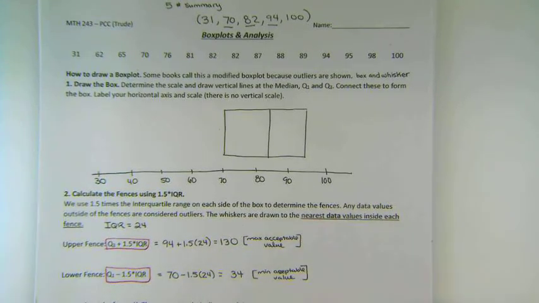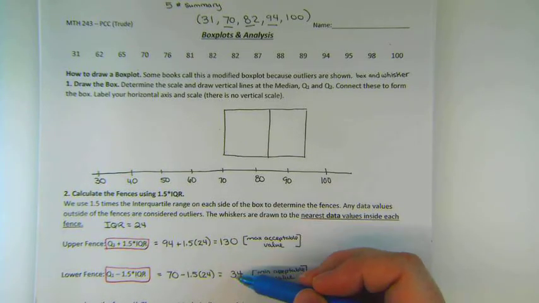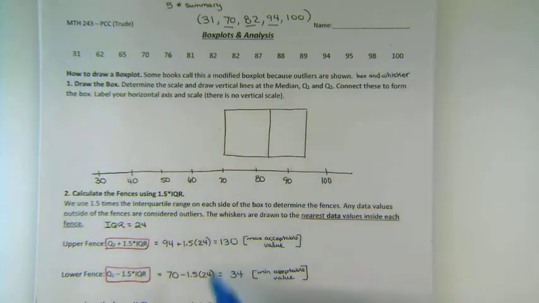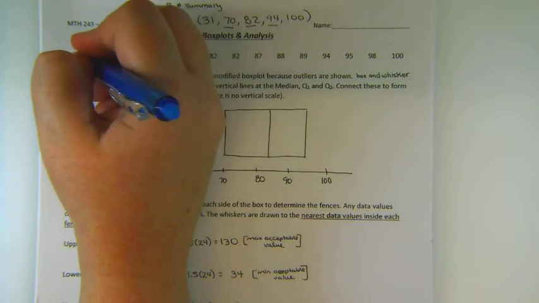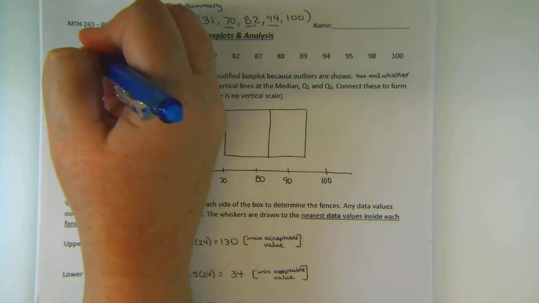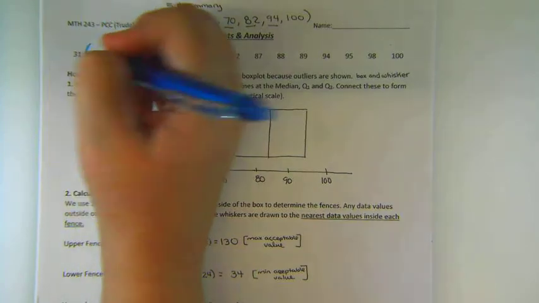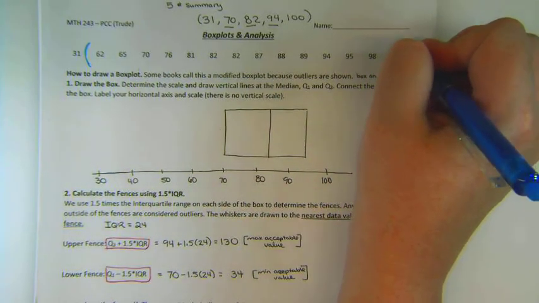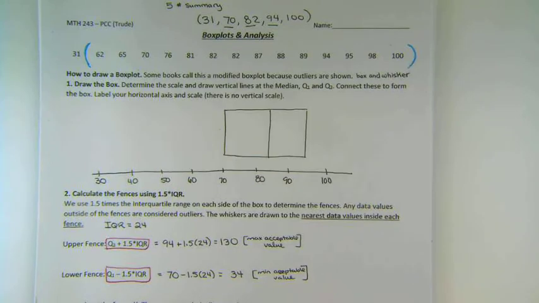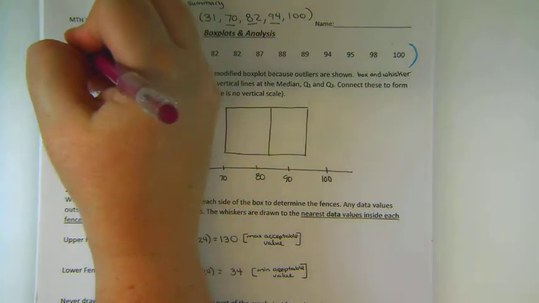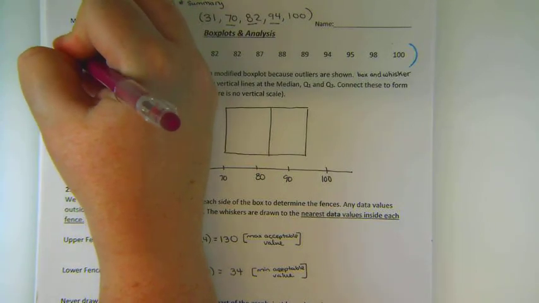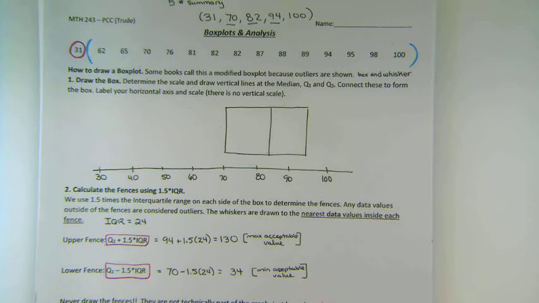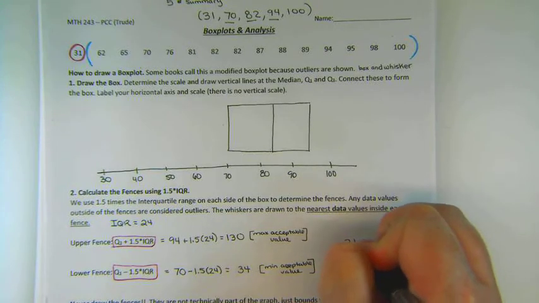So what I do with this is I go back to our data, and I imagine where these are landing within our data set if it's all organized here. So 34 is above 31, so it's between those 2 numbers there. So there's our lower fence. Upper fence of 130, well, that's going to be larger than 100, so that's somewhere out here. If we see how those fences work with our data, anything that's left outside is an outlier. 31 is just too far out, it's an outlier.